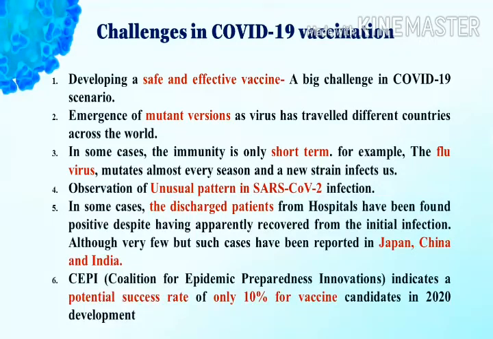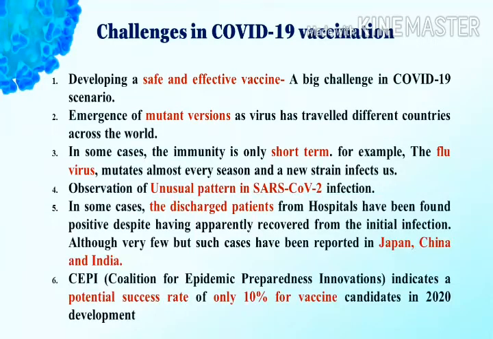What if mutant versions are reported later on? Because the virus has traveled across the world, it is not confined to a particular region, so the virus has been exposed to different environmental conditions. In order to ensure its survival in the different changing scenarios, in the different changing host conditions, the virus has to switch on or switch off its genes.